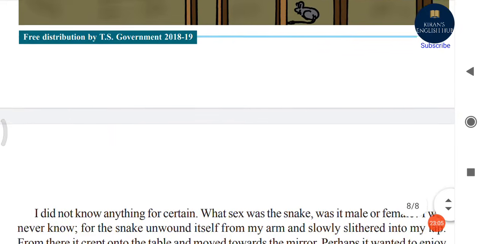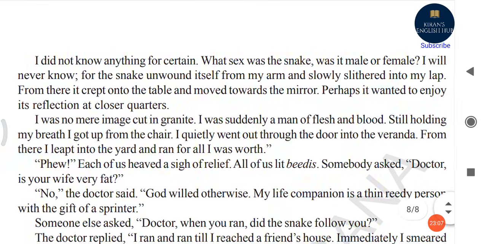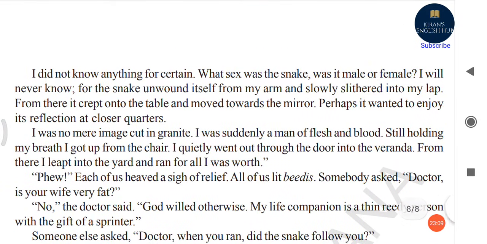Okay, yeah, let us see. So I did not know about anything for certain. What sex was the snake? Was it male or female? Okay, he's getting all these doubts. Just imagine, a snake is just in front of him, and he is getting all these doubts. So I will never know, for the snake unwound itself from my arm and slowly slithered into my lap.